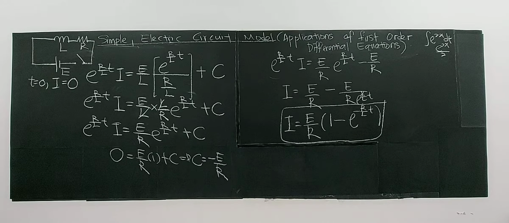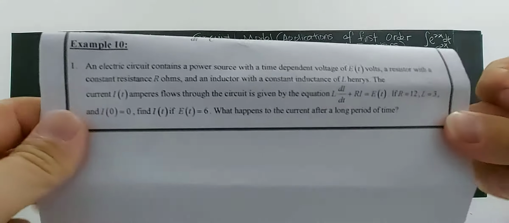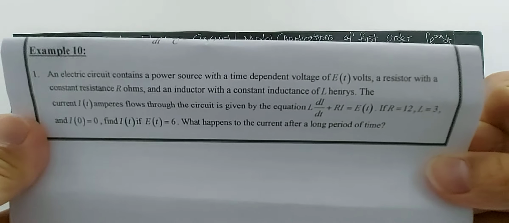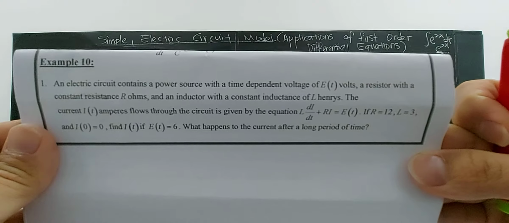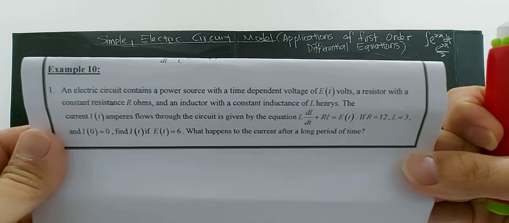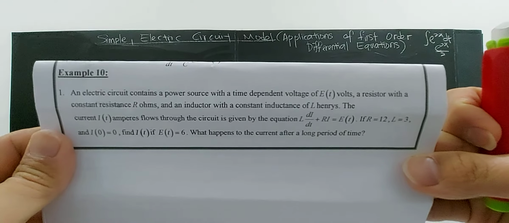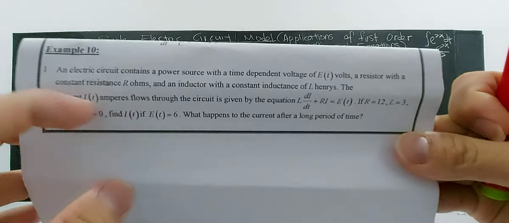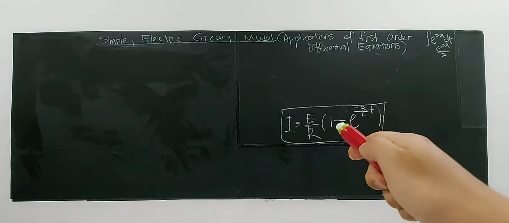Alright, let's look at the problem that relates to this model. Let's continue with this problem here. This problem is a case of a simple electric circuit model, which is an LR series circuit, the inductor resistance circuit. So an electric circuit contains a power source. The power source is your E.